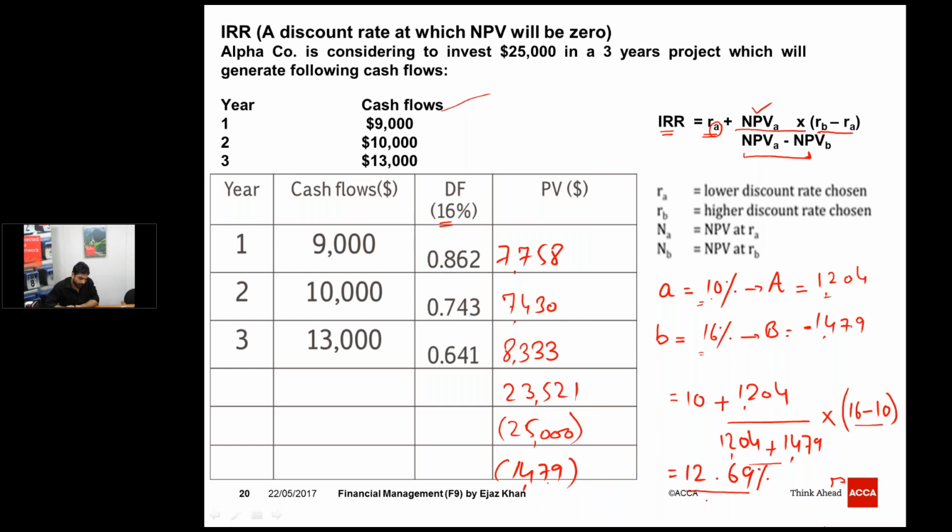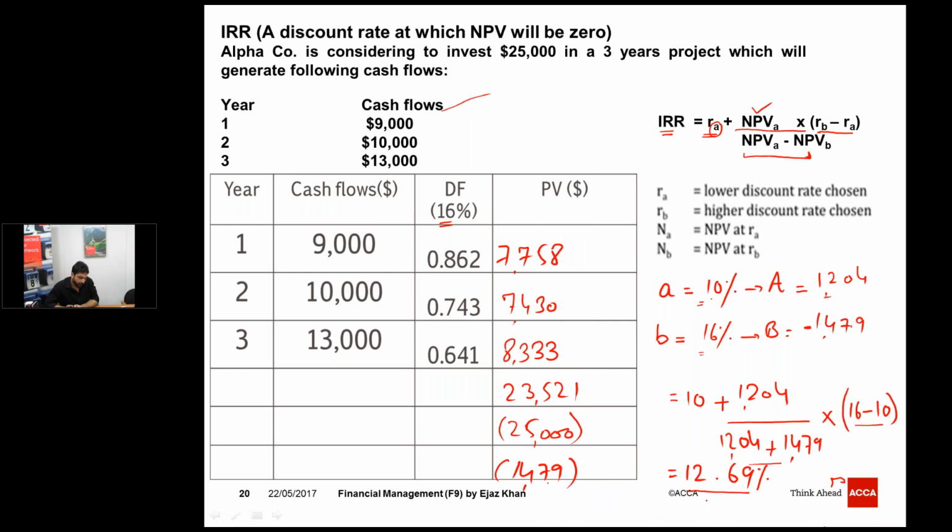Taha, yes, we should take the low rate first, because we are adding something into that rate. So our IRR cannot exceed our higher rate. The IRR should always be between the lower and higher rate if they are positive and negative NPVs.